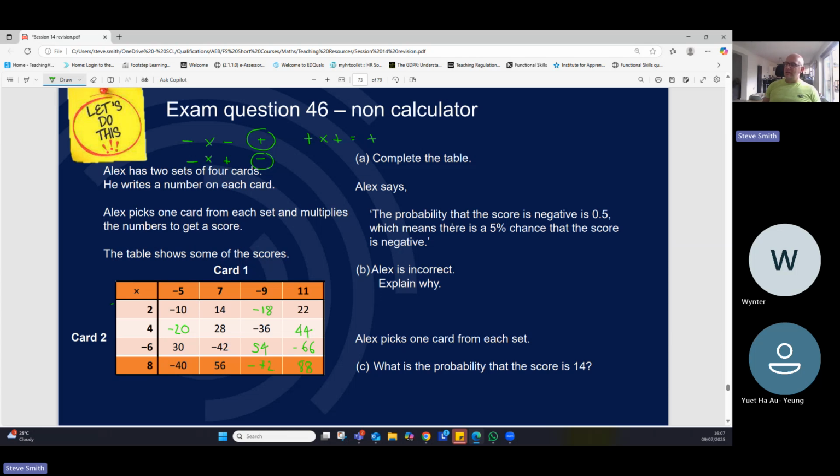Complete the table. Alex says that the probability the score is negative is 0.5, which means there is a 5% chance of that score being negative. We've seen a question like this before, and it wasn't quite like that, but this was a question on its own. Well, we know that 0.5 is not 5%.